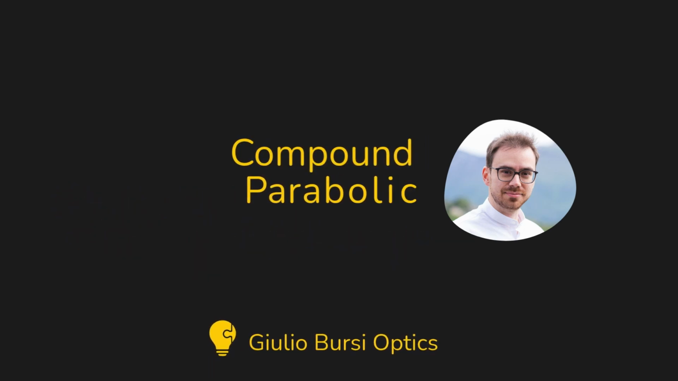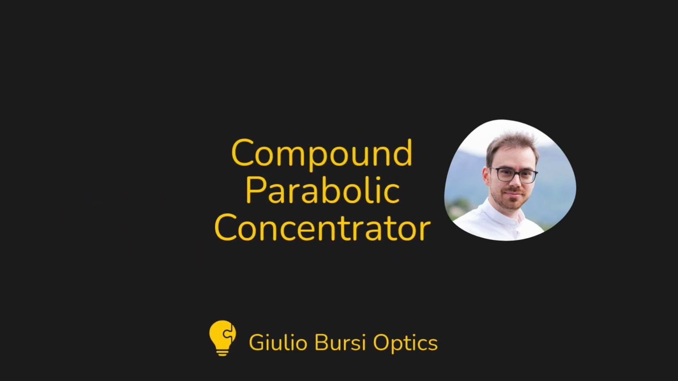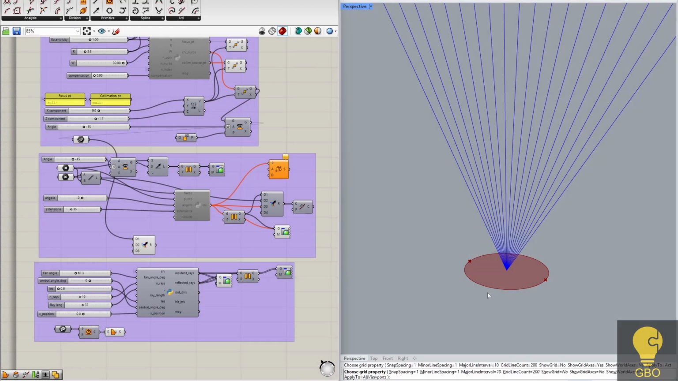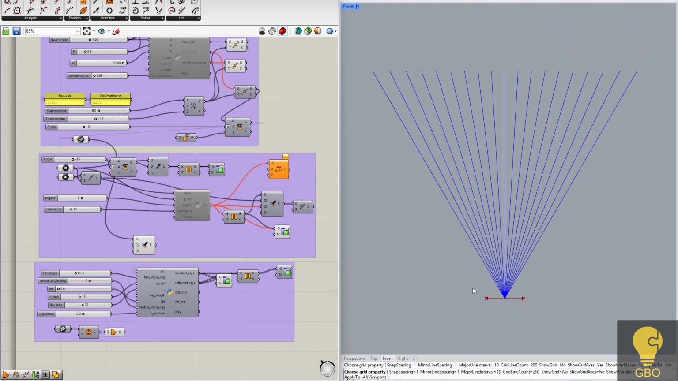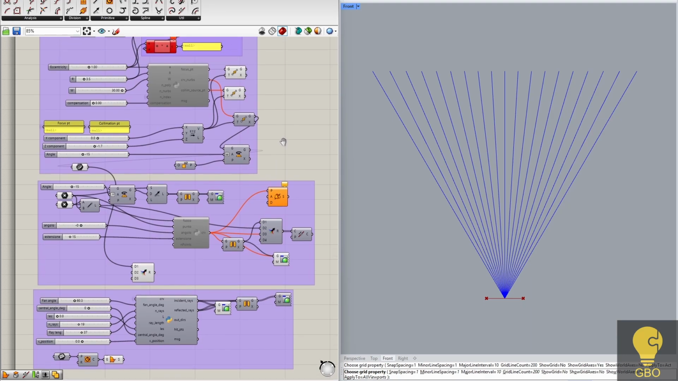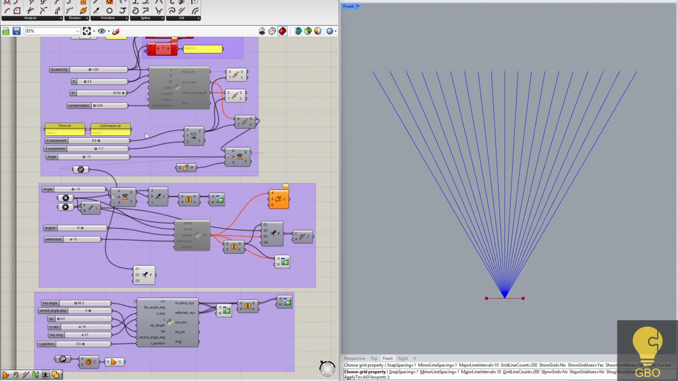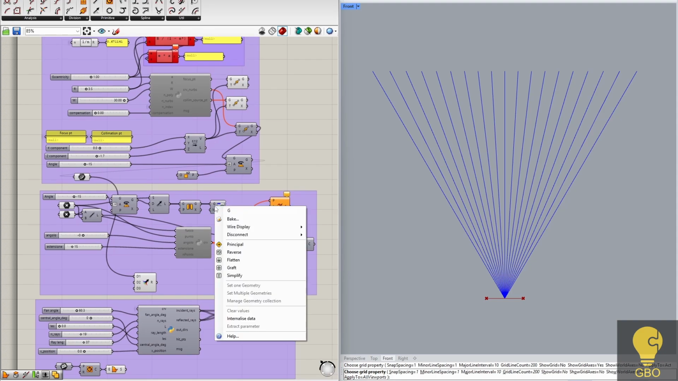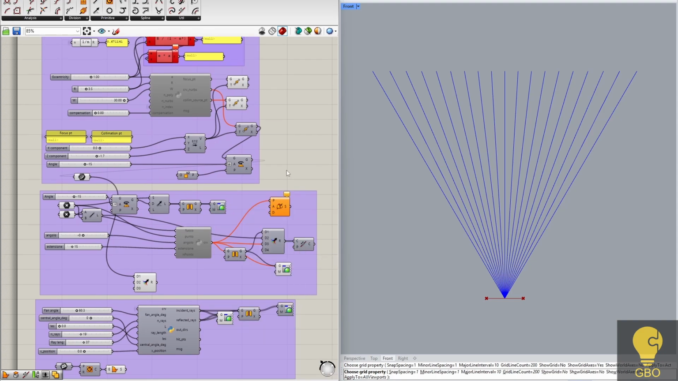Today we'll talk about the CPC. In the beginning there was light. Just kidding. We start as we usually do from a circular source, which we represent as a fan of rays leaving it in every direction. The goal today is to make that fan stay inside a given angular range.